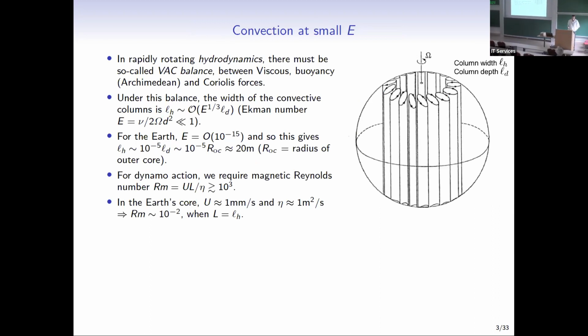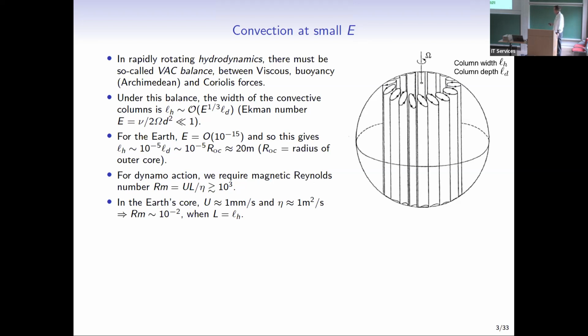So it's worth just having a quick look, I know we sort of know all this, at what convection looks like at very small Ekman number, hydrodynamic convection at small Ekman number. So this is classical theory that you could find in Chandrasekhar's book, for example. So in rapidly rotating hydrodynamics with no field, so rapidly rotating that I'm ignoring inertia, the balance has to be between viscous, Archimedean buoyancy forces and Coriolis forces, so called VAC balance.